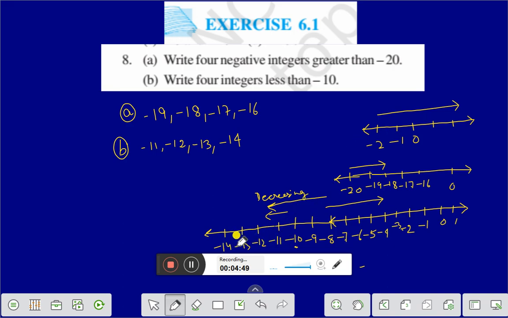In question A, once again we are repeating, write 4 negative integers greater than minus 20. Suppose 0, this is minus 20, minus 19. In this direction, it is increasing. Therefore, the numbers are minus 19, minus 18, minus 17, minus 16. Write 4 integers less than minus 10. This is minus 10. In this direction, it is decreasing, and in this direction, it is increasing. Therefore, minus 11, minus 12, minus 13, minus 14 are the 4 integers less than minus 10. And minus 19, minus 18, minus 17, minus 16 are 4 negative integers greater than minus 20.